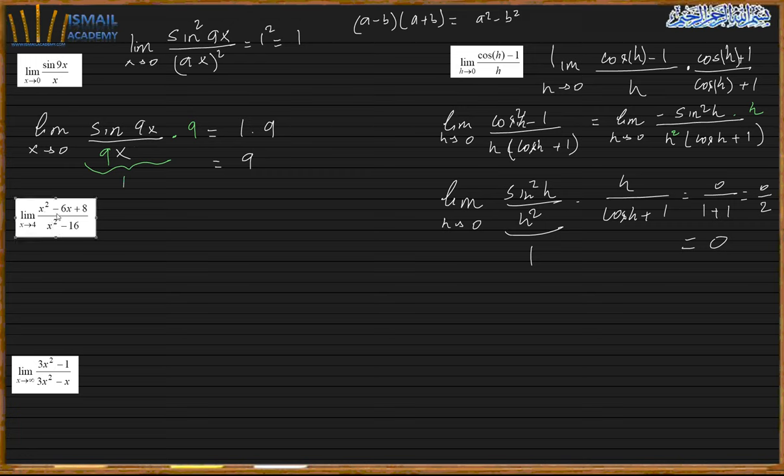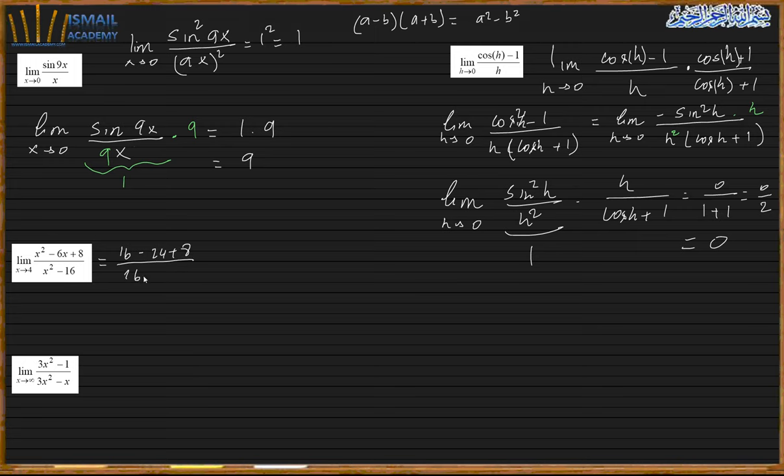So let's do this question. Here, I just need to plug in first, see what I will get. When I plug in 4, I got 16 minus 24 plus 8 over 16 minus 16. So I will get 0 over 0.